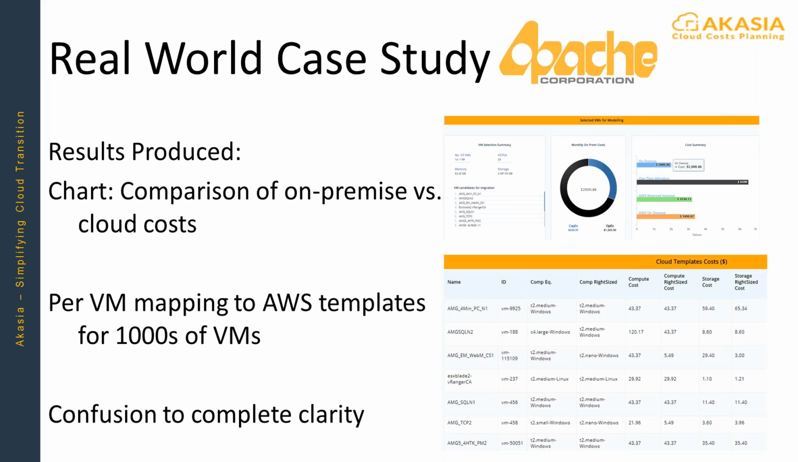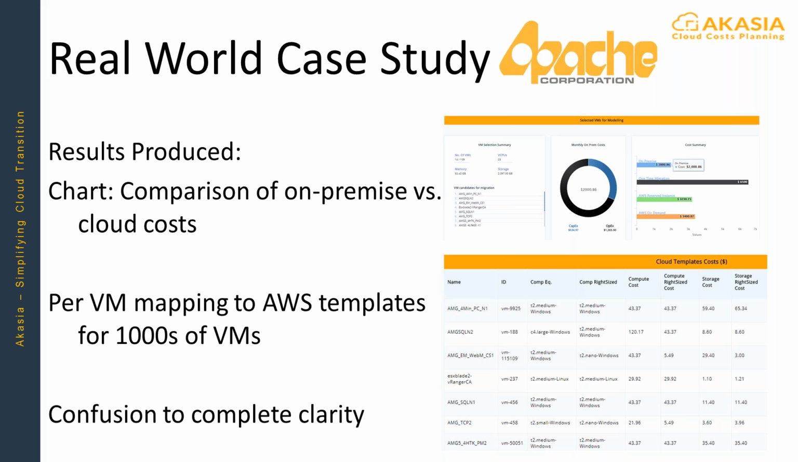But with our product, because we gave him the per VM mapping for more than 1,000 virtual machines, he was able to confidently answer his management as to what the costs will be. Now, this is not the end of the story. He went back to Amazon and said that he was exploring Amazon. So they got engaged with him, and they gave him their cost assessments or their estimates.